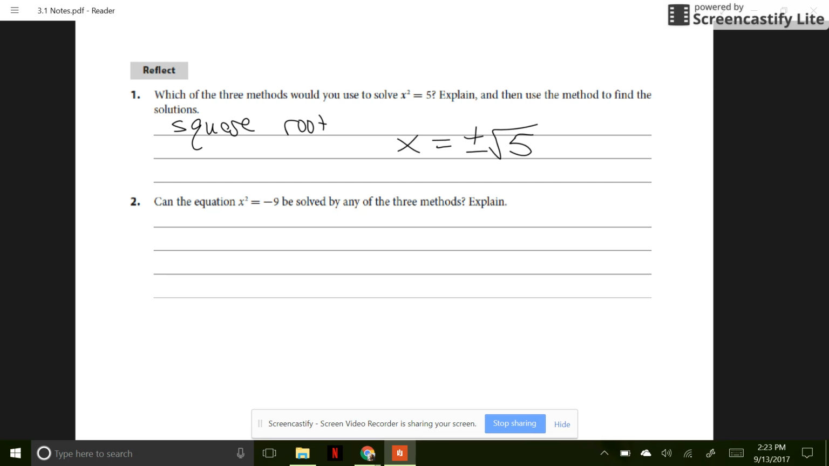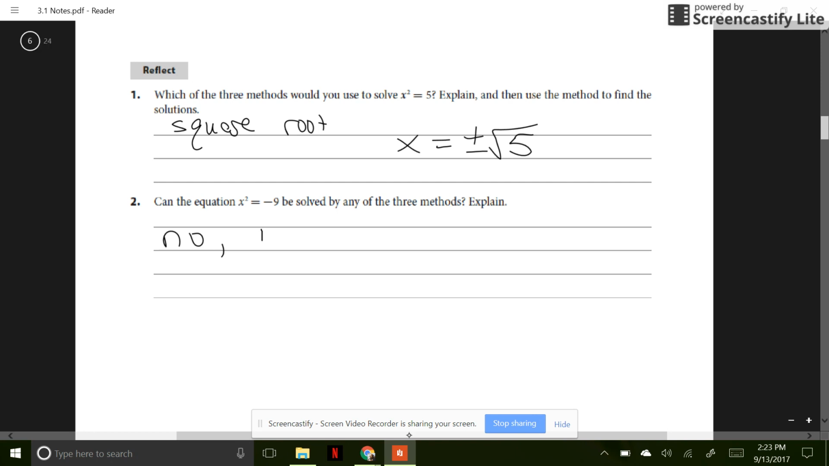Can the equation x squared equals negative 9 be solved by any of these methods? Well, no, because we can't take the square root of a negative.